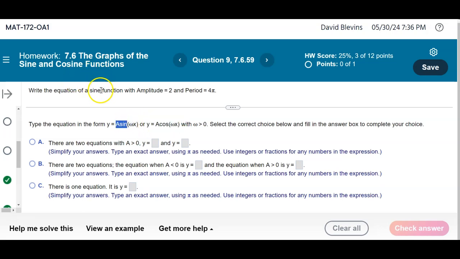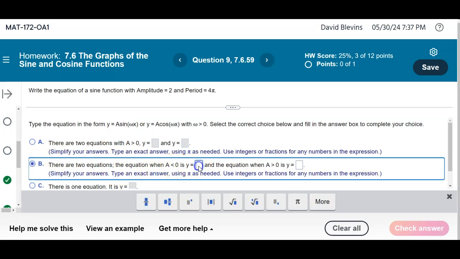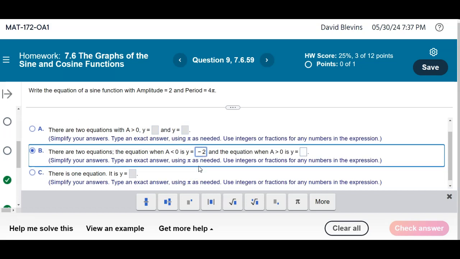Okay, it specifically calls out sine right there. So that's not the reason why we could potentially have two equations. The reason why we have two equations is all it says is the amplitude is 2. Because the amplitude is 2, that means that I could have had a positive 2 in front of the sine, or I could have had a negative 2, because again, to get amplitude, we take the absolute value of the number in front of the sine. So the reason is because of a. There are two equations. One, when a is negative, would be y equals negative 2 sine.